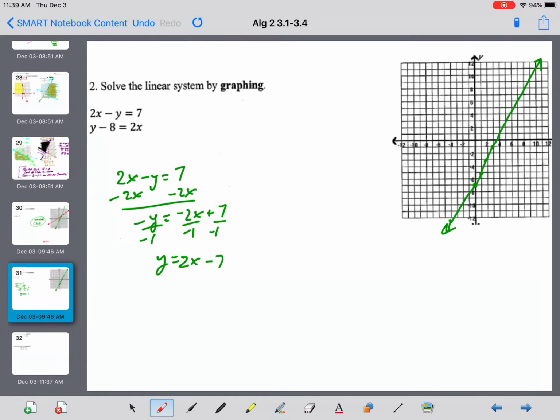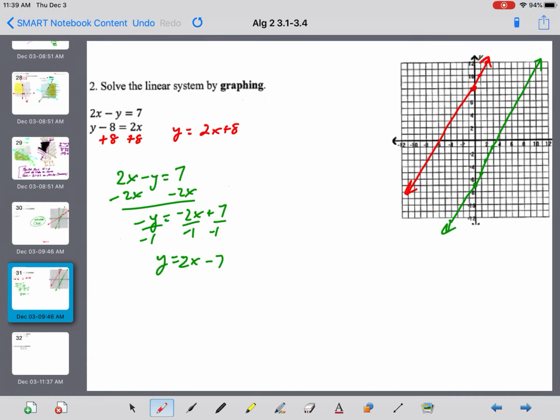And then let's do the second line. Second line, we'll just have to move the 8 over. It'll be y is equal to 2x plus 8. All right, so put a dot at 8. Up 2 over 1, up 2 over 1.